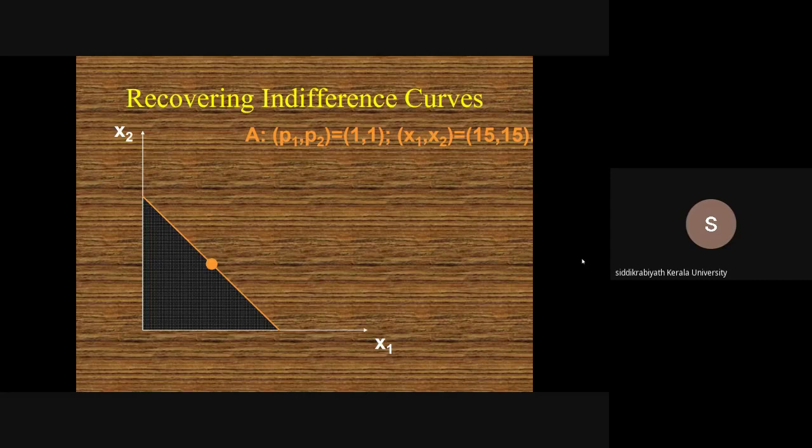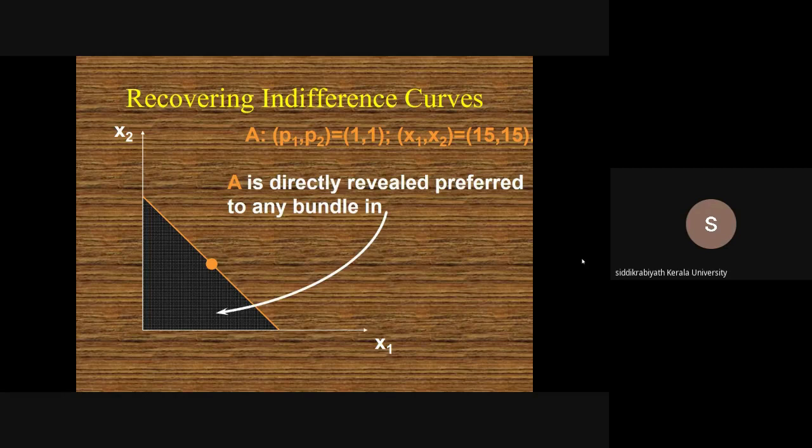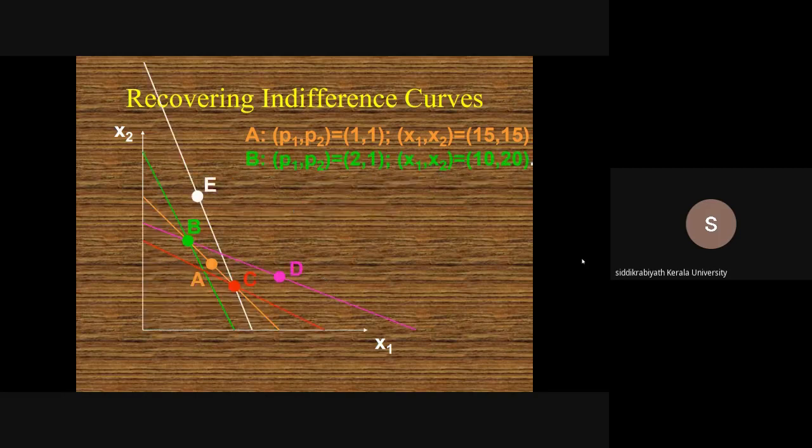Out of that, you pick one point. Okay. So A is, what does it mean? It means that the point A, that is that circle, is directly revealed preferred to any bundle in that. It implies that anything which comes inside this particular curve or area, A is the best for that particular person. This is what we have learned in the very beginning itself.